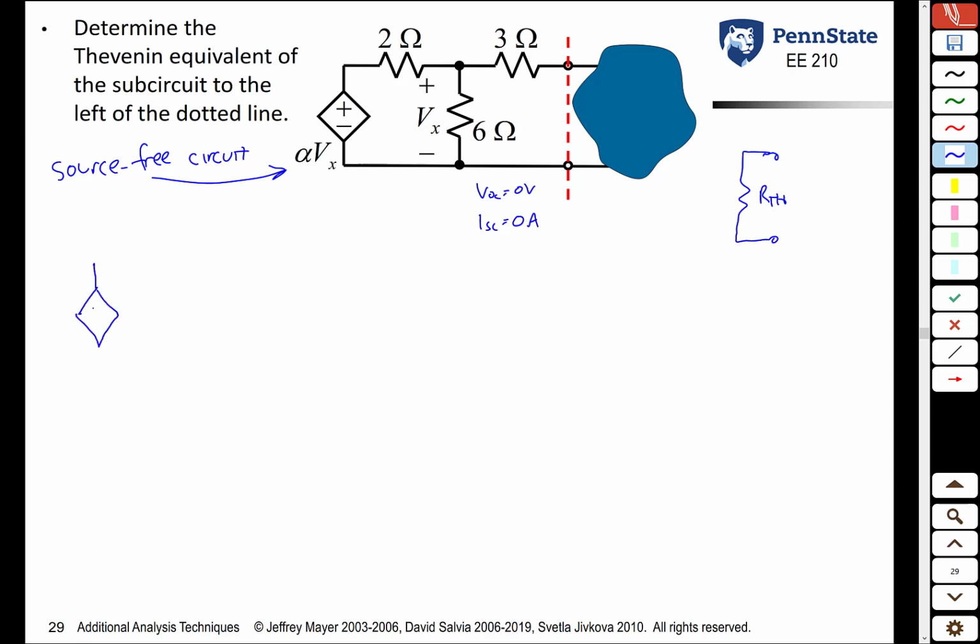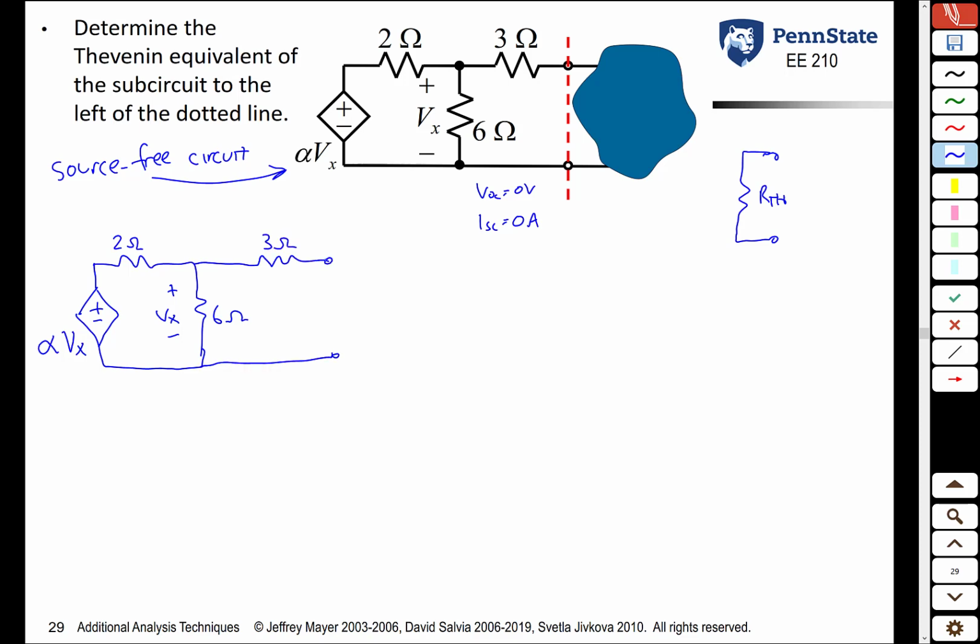We have our dependent source, and its value is alpha Vx, where Vx is the voltage across this 6 ohm resistor on the right here. There's a 2 ohm resistor there. There's our Vx, which is the voltage across the 6 ohm resistor. And we have a third resistor here, 3 ohms.